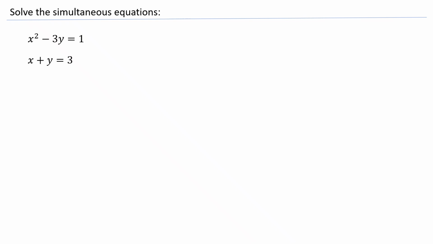So if you do the elimination method, you can only eliminate the y term, because the y term is linear. You cannot eliminate the x term because in the first equation, the x term is squared. So I'm going to show the elimination method.